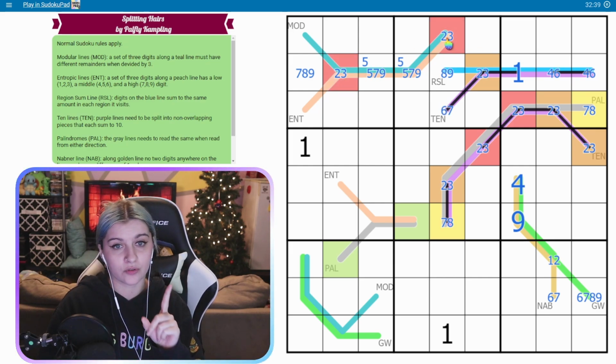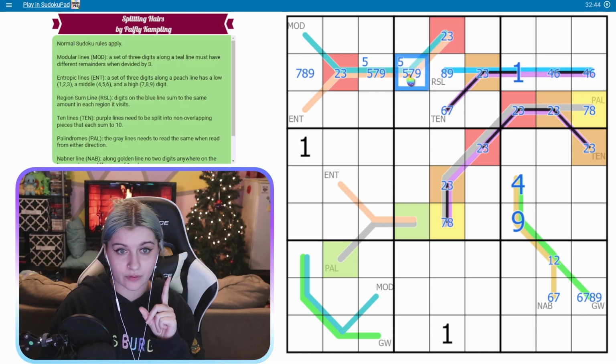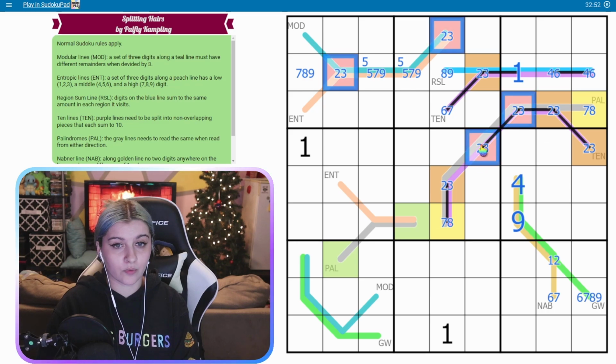If this is a 2, that means this is 2, 5, 8. This would have to be 1, 4, 7 or 3, 6, 9. So this would be a 7 or a 9. But this would also have to be 1, 4, 7 and 3, 6, 9, which breaks my needing to use a 5 here. So these need to be 3. Red is going to be 3.